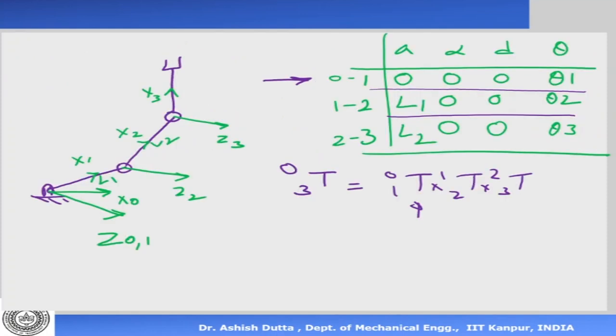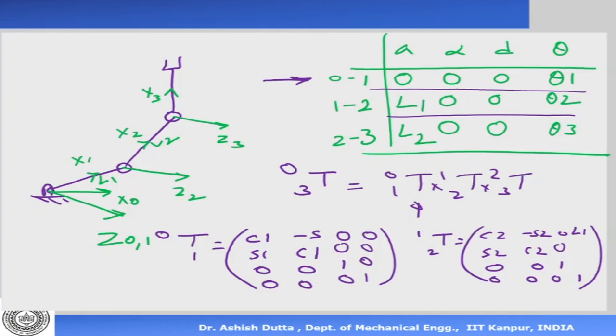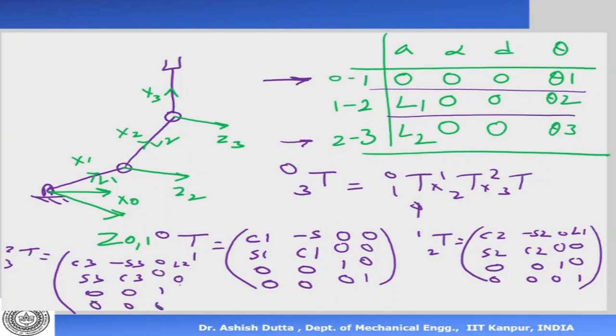So this is a very simple example, so I can write it very easily. T01, taking the first row, will be cos theta 1, minus sine theta 1, 0, 0; sine theta 1, cos theta 1, 0, 0; 0, 0, 1, 0; and 0, 0, 0, 1. So that's the first one. The second one is T1 to 2, which is given by cos theta 2, minus sine theta 2, sine theta 2, cos theta 2, 0 0 1 0, and 0 0 0 1. Now there is a distance of L1 in the x direction; the other entries are 0 and 0. Similarly, if I take the third row and put it in, I get T2 to 3, which is equal to cos theta 3, minus sine theta 3, sine theta 3, cos theta 3, 0 0 1 0, 0 0 0, with L2 in the x position, then 0 0, and that's 1.